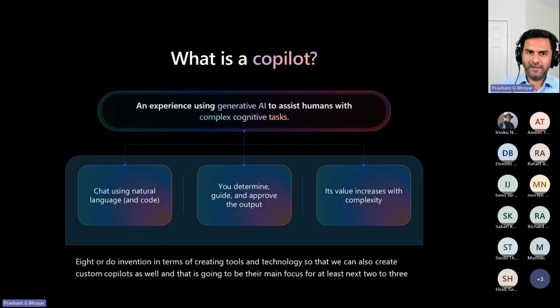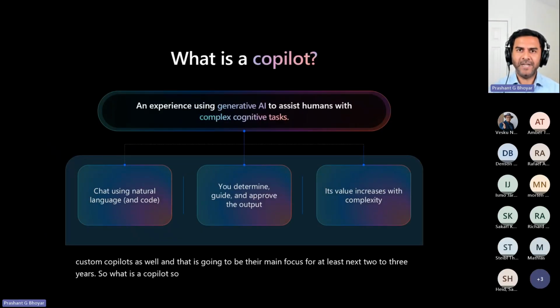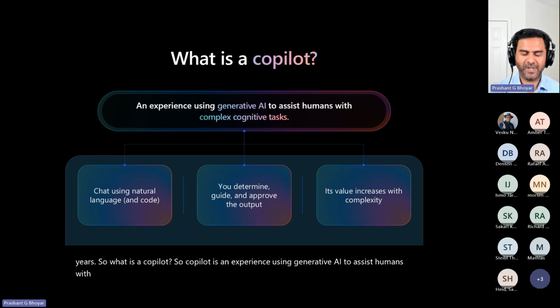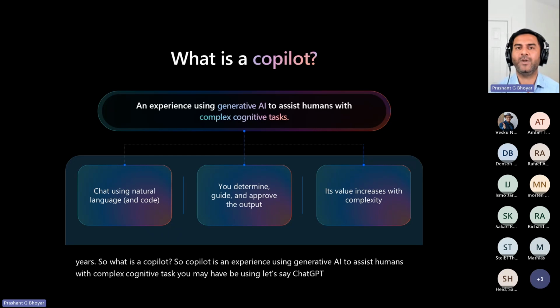So what is a Copilot? A Copilot is an experience using generative AI to assist humans with complex cognitive tasks. Let's say you are using ChatGPT. ChatGPT is one sort of Copilot.